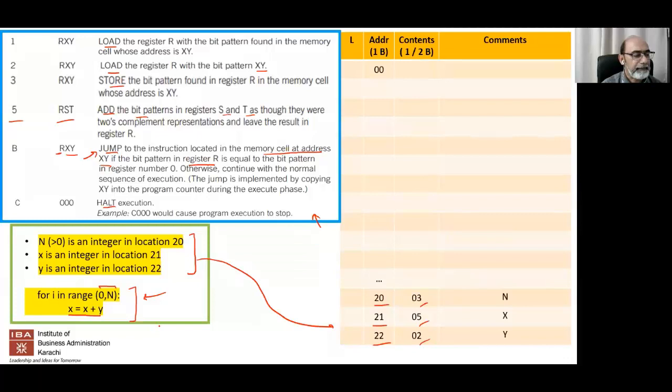Sir, Musab. Ji, Musab. Sir, we will first load n. We load n. Okay, where do we load n into? In address 00, so in register 00. Okay, that's much better. What you're saying is let's start loading up the values. So in R0, we're going to load up n. Okay, and why are you selecting R0 for n? So that we can then use the jump function.